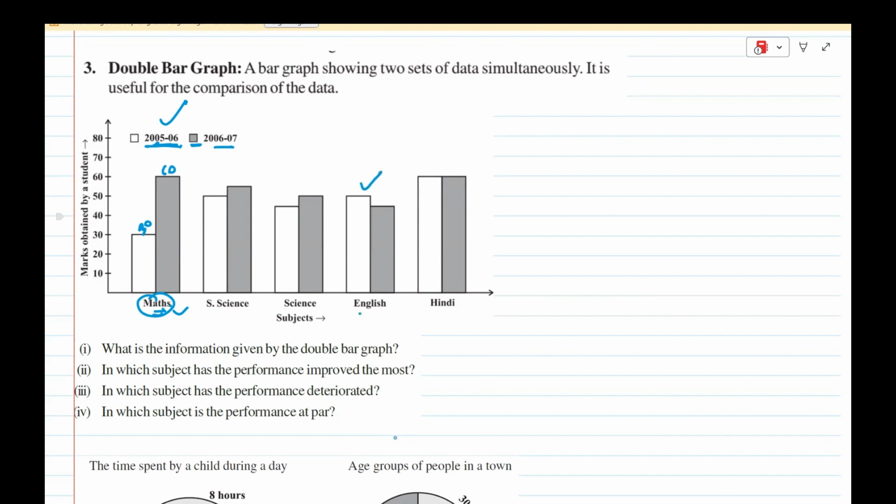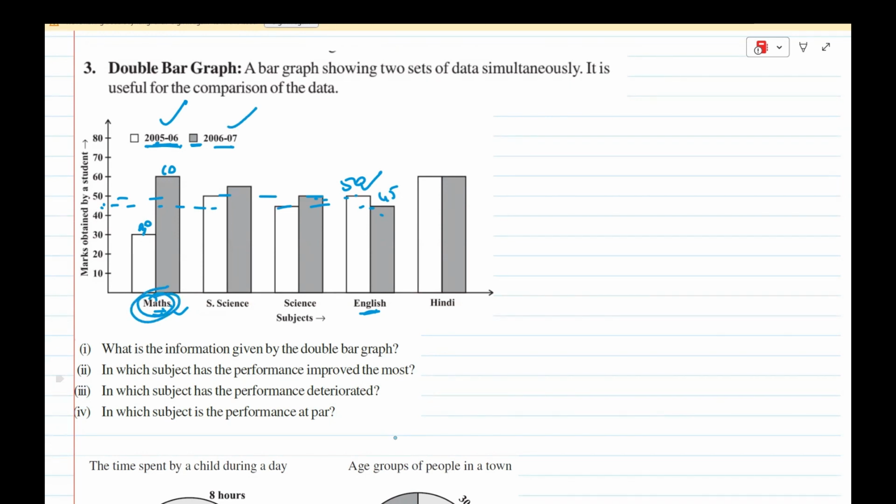But there is also one subject, English, where the marks got reduced, because in 2005-6 he scored how much? We can see from here, he scored 50. But the previous year, he scored this much, that is approximately 45. So 5 marks reduction. Like that, we can compare the other data. So here, the two bar graphs show different years for a particular subject.